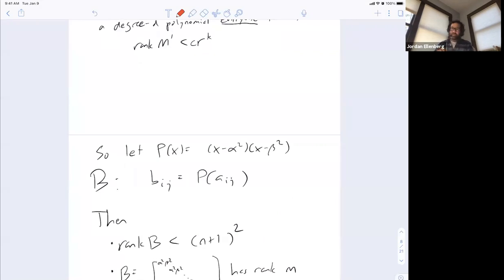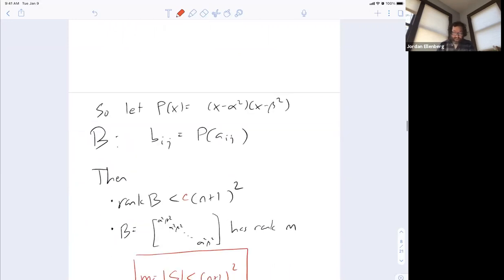So on the one hand, let's ask some questions about this matrix B. There are 2 things I know about it. I got it from taking a matrix whose rank is at most n plus 1, namely A, and applying this quadratic polynomial to each of its entries. So I know that the rank is at most n plus 1 squared, or maybe some constant. I'm going to be lazy about that. On the other hand, I kind of know what B is. All the off-diagonal entries go to 0, and all the diagonal entries go to the same thing, alpha squared, beta squared.